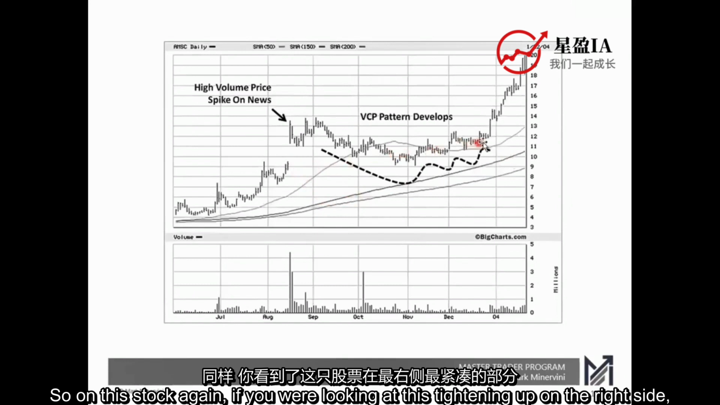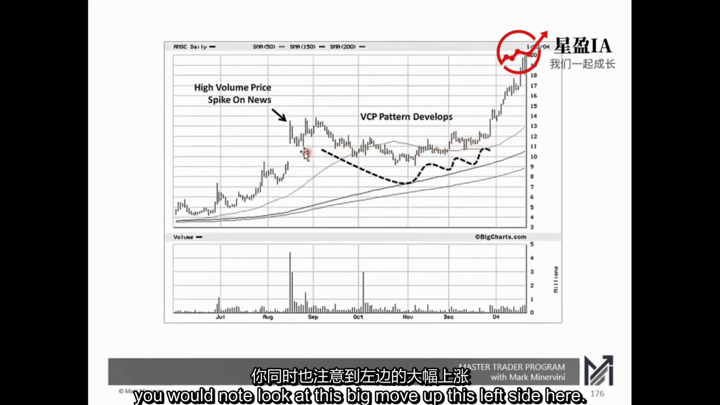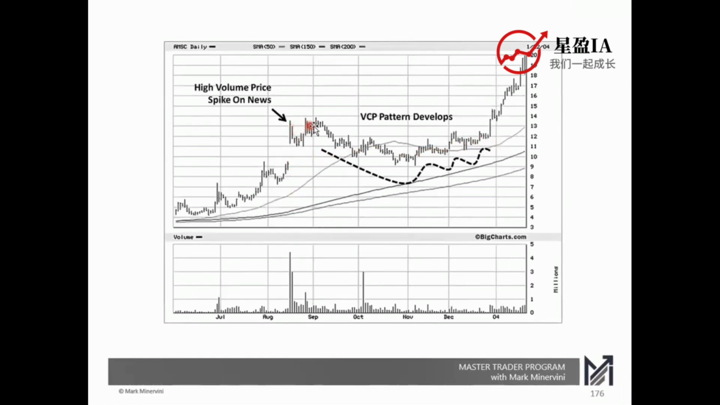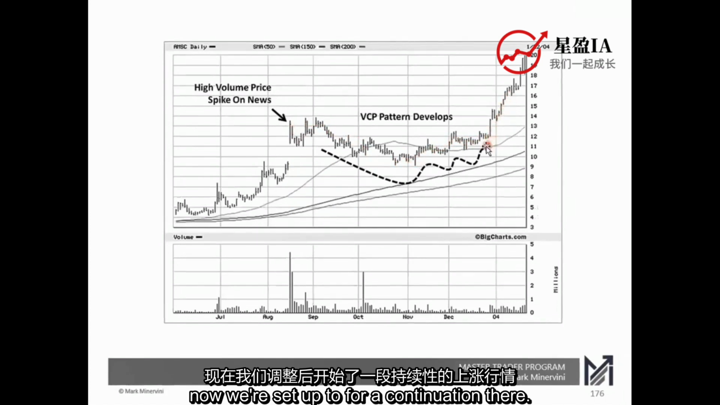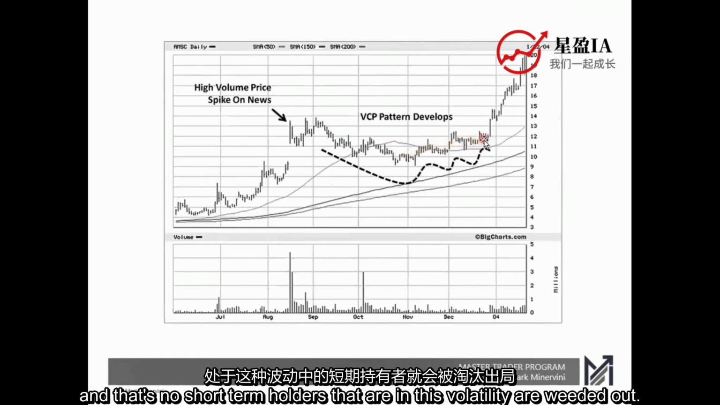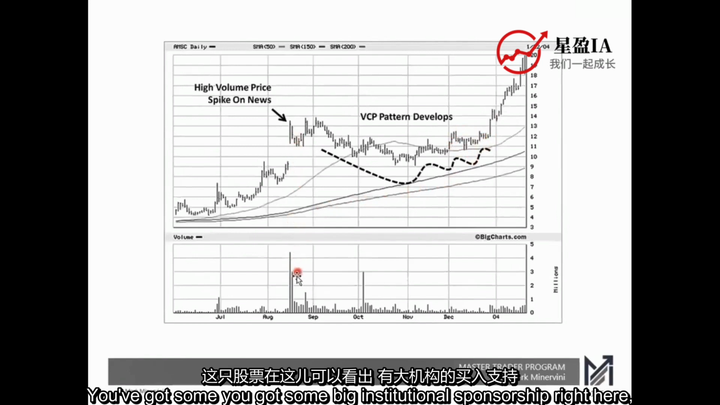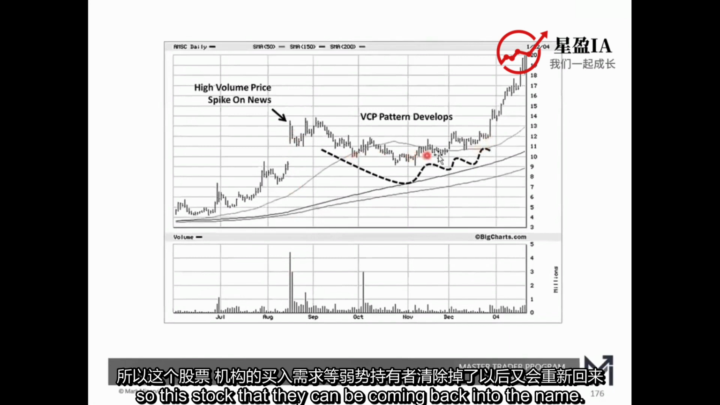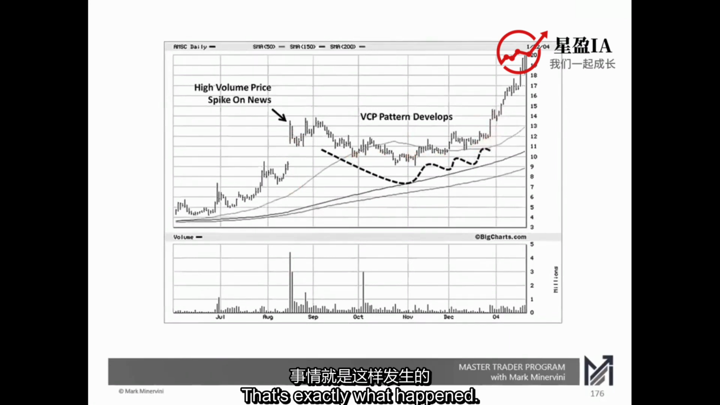So on this stock, again, if you were looking at this tightening up on the right side, you would look at this big move up on this left side here. And now we consolidate, and now we're set up for a continuation. When that supply stops coming to market, and those short-term holders in this volatility are weeded out, you've got some big institutional sponsorship right here. So this stock, they could be coming back into the name, and that's exactly what happened.